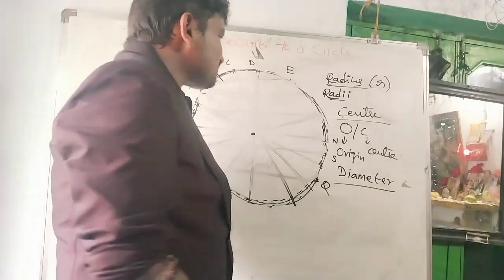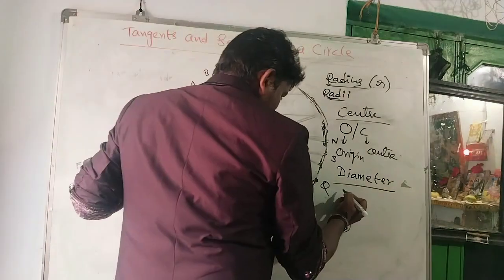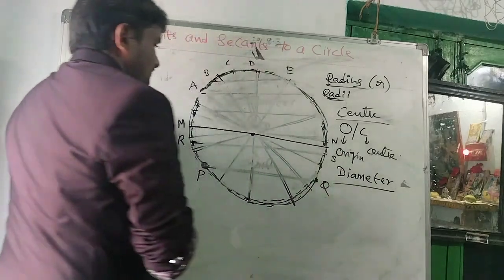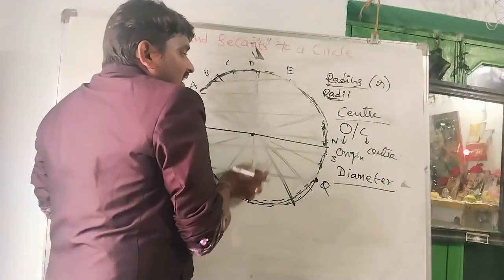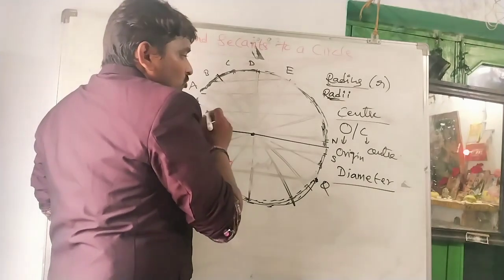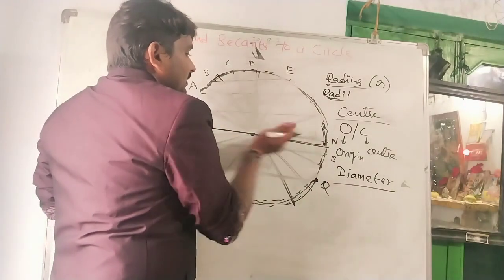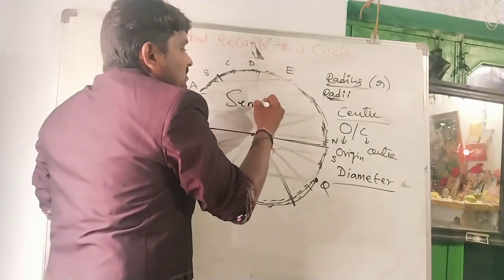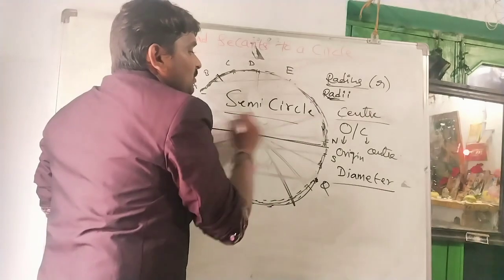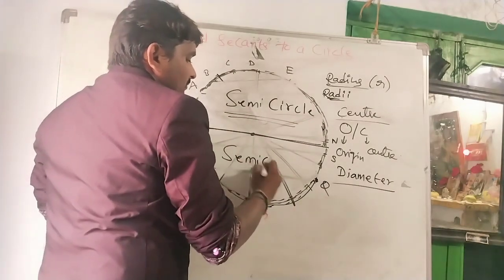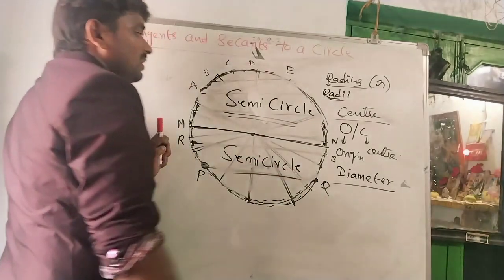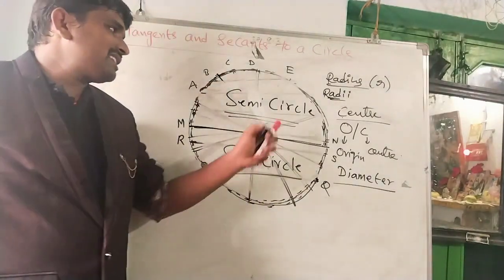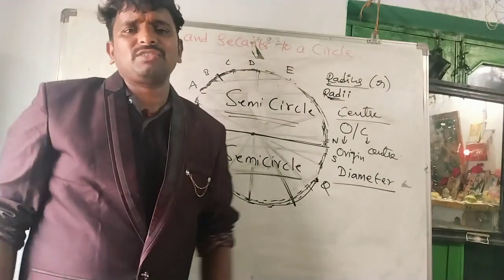Okay, next one. This is a diameter actually. A diameter divides the circle into two equal parts. Did you observe those two parts? Each part is called a semicircle. What is the definition of semicircle? A diameter divides the circle into exactly two equal parts, and each part is called a semicircle or half circle.